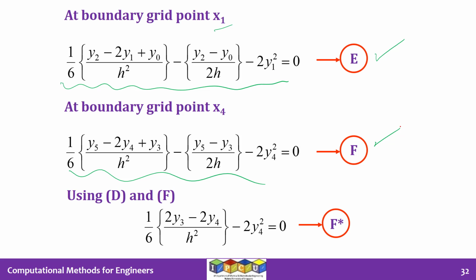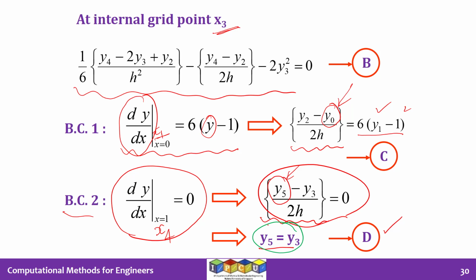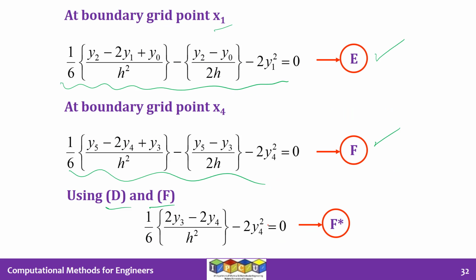It is for you to apply it and see whether you can reproduce the answer that I'll be showing in the next slide. So before getting there, we will simplify some of the equations we have got. Here I'm using equations D and F. Equation D said that y5 is equal to y3. So I'm making use of that equation and plugging it into equation F. Wherever you see y5, you can replace it by y3 because y5 is equal to y3.